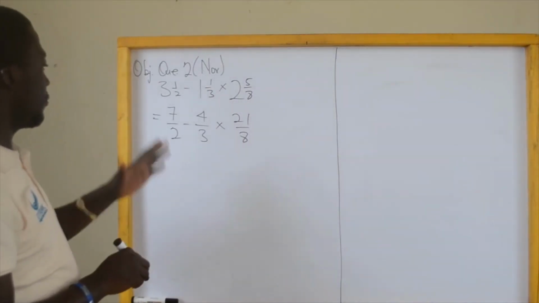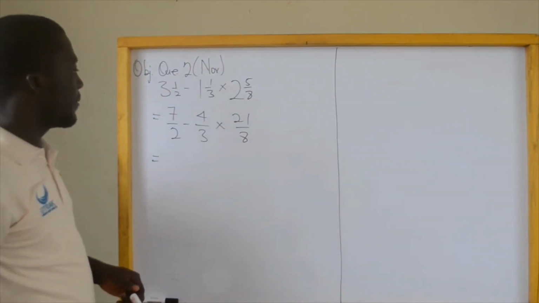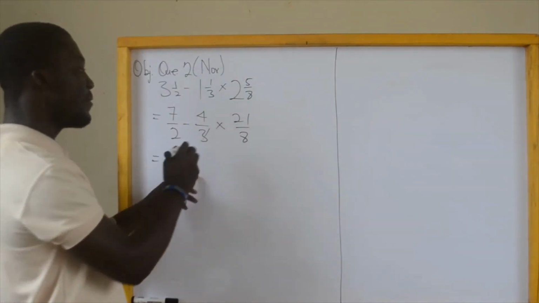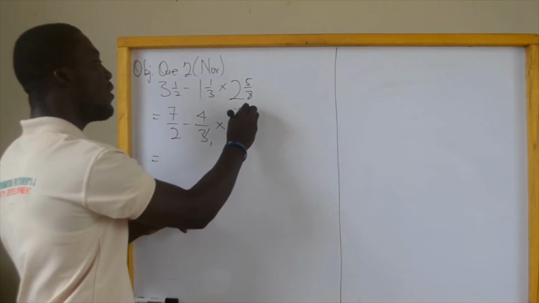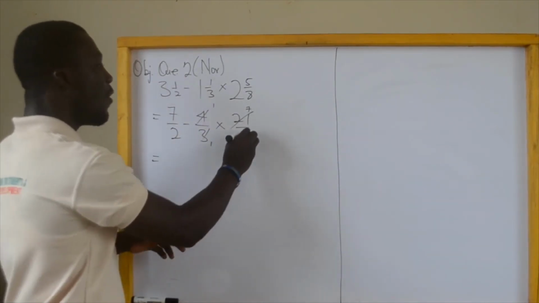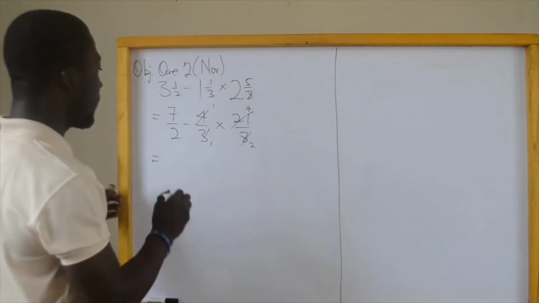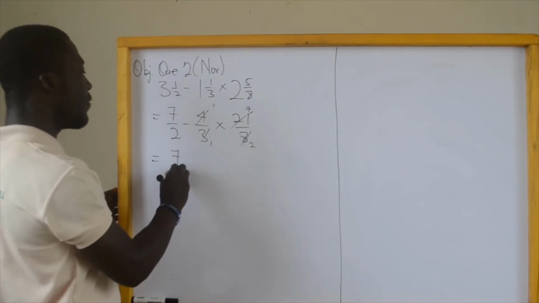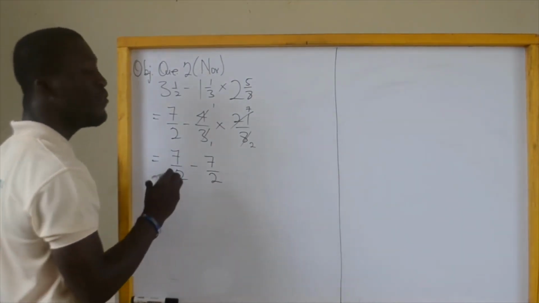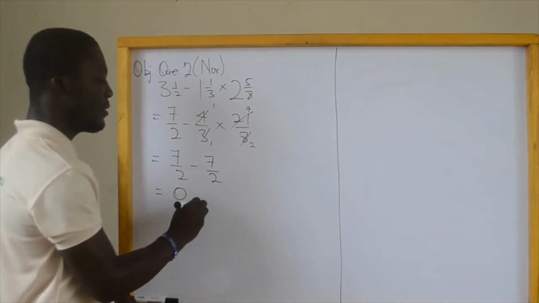Now we have 2 terms. There's 1 term, and the whole of this is also another term. So let me do cancellation here. 3 goes into 3, 1. 3 goes into 21, 7. 4 goes into 4, 1. 4 goes into 8 is 2. So finally we are going to get 7 over 2 minus 7 over 2. And when we deduct 7 over 2 from 7 over 2, you are going to get 0.